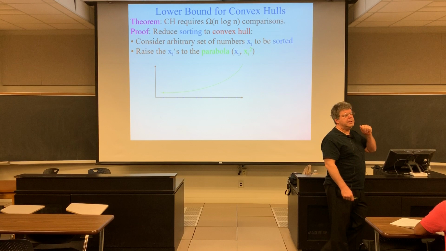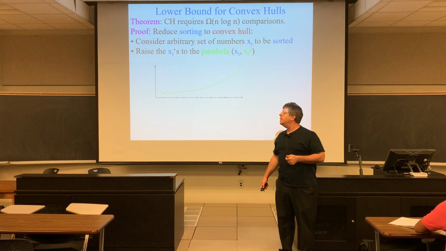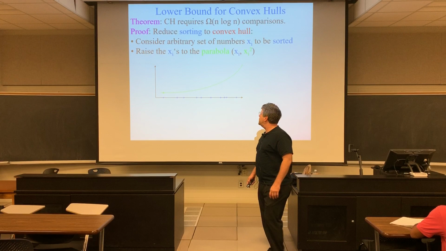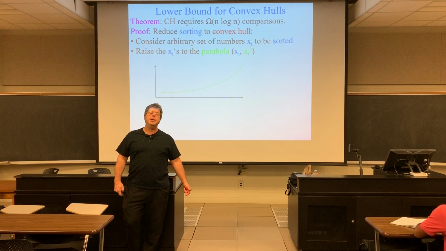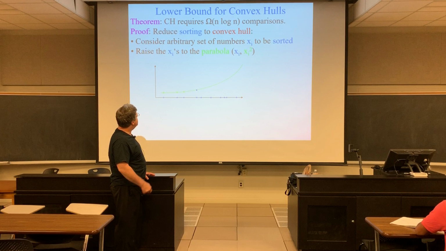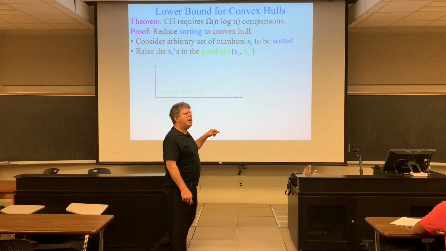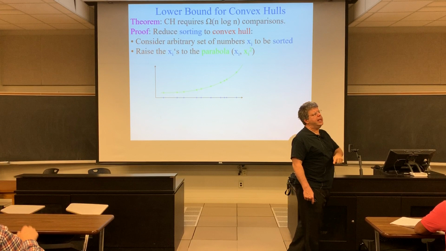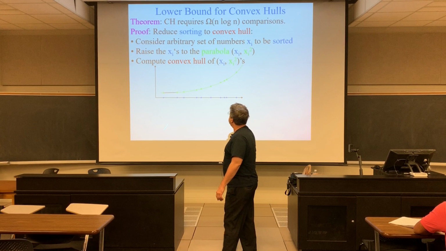So the convex hull lower bound basically is a reduction from sorting. We take a sorting instance, an arbitrary number of points to sort. There they are on the line, all lying on the x-axis, a one-dimensional problem. We convert it to a two-dimensional convex hull problem by squaring all the x-coordinates, raising them onto this green parabola. Once you square all the points, they all lie on the parabola. The convex hull of the points on the parabola is uniquely determined by the in-order sequence of the points, and then the end point connects to the beginning point. So the convex hull of these points is simply all these points connected up.